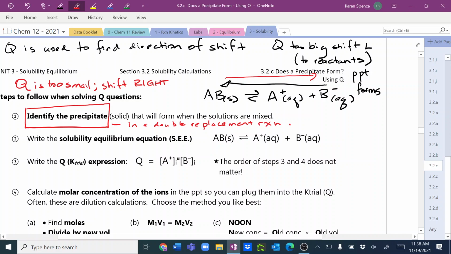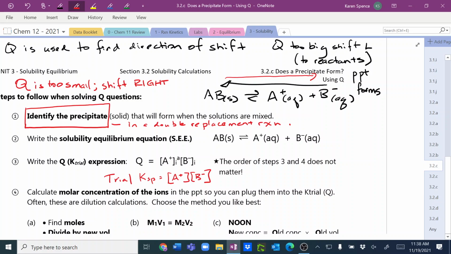Second thing you're going to do, you're going to write the solubility equilibrium equation. Okay, so we're doing it again. Third thing we're going to write the Q expression, which is really the same as the KSP expression. And in fact, if you want to call it KSP and write a trial in front of it, so KSP equals concentration of A times concentration of B, and you just wrote trial KSP, that also works because trial KSP is another way of saying Q, okay?